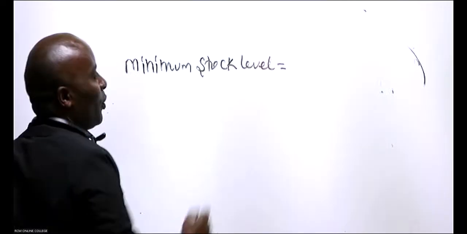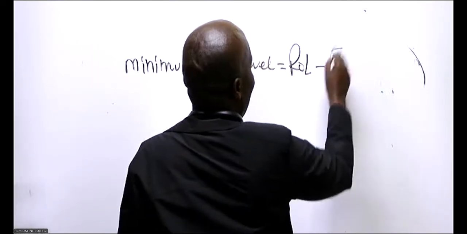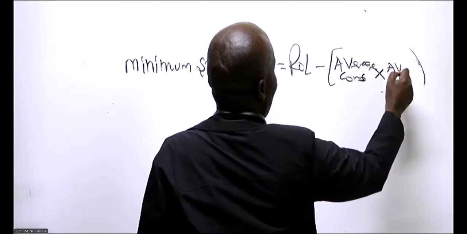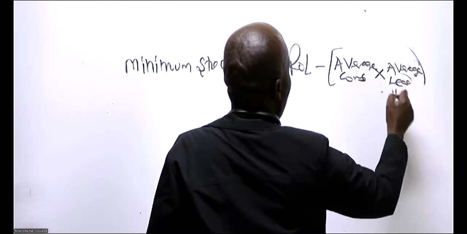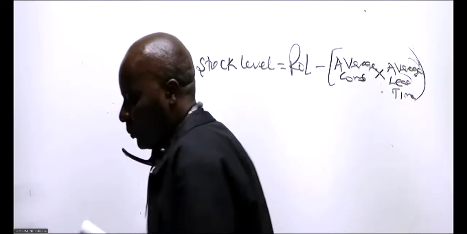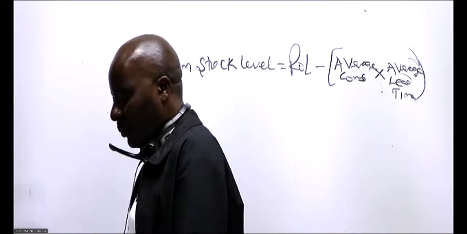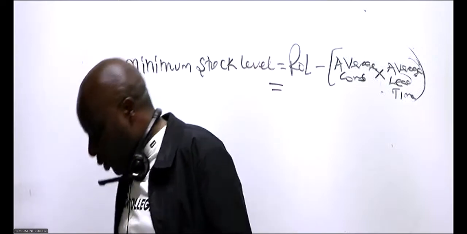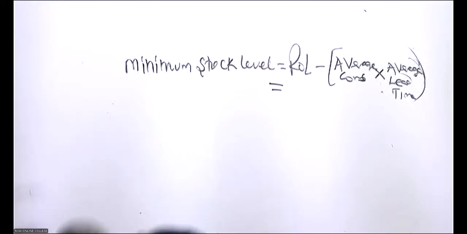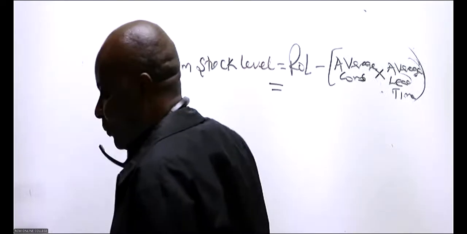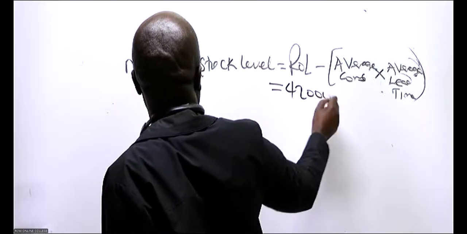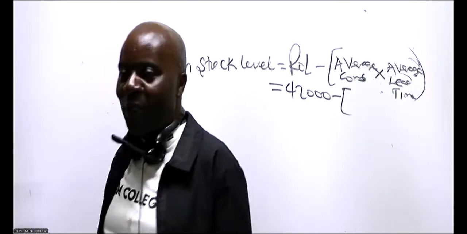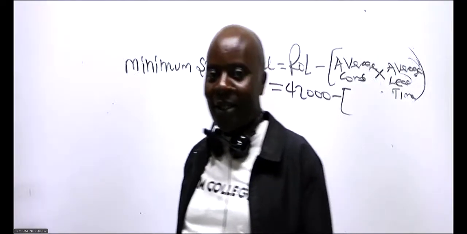So minimum stock level, we are rolling with our reorder level minus, in this case here, average consumption times average lead time. So in this case here, do we have our reorder level? What is the reorder level? Minus, in this case here, average consumption, which is the same as normal consumption.